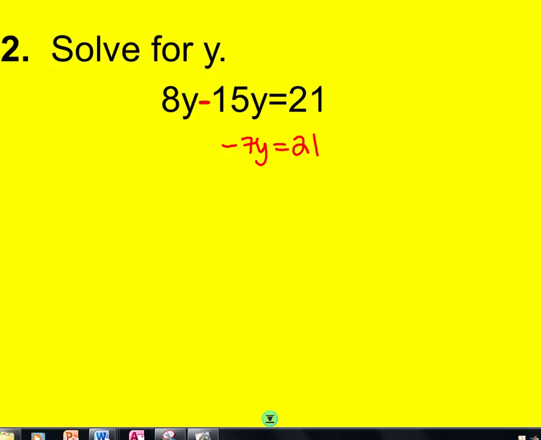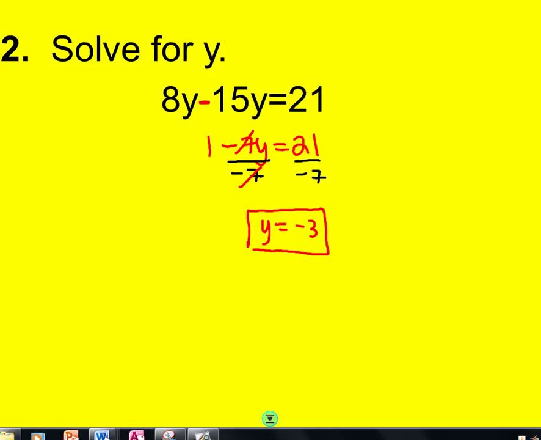So I know that I have to use the inverse operation to solve for y. So I'm going to divide. So divide both sides by negative 7. Negative 7 divided by negative 7 is equal to 1. So those cancel out and I'm left with 1y on the left-hand side of my equal sign. So 1y is equal to 21 divided by negative 7 is equal to negative 3. So my final answer for this problem is y equals negative 3.